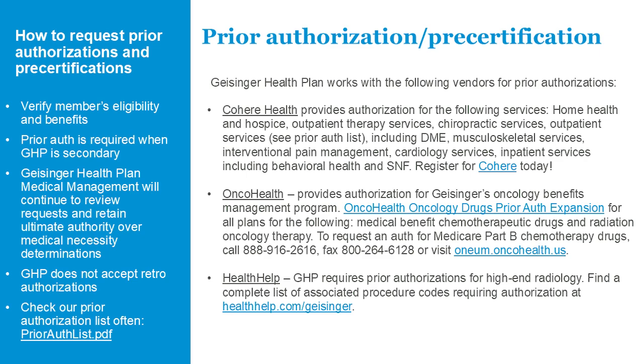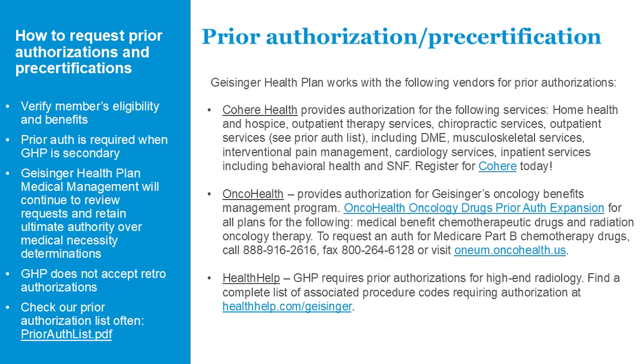As a reminder, prior authorizations, pre-certifications, are the provider's responsibility. Always make sure to verify if a service does or does not require a prior authorization, as the plan does not accept retro authorizations. Check the prior auth list, inclusive of codes requiring authorization at healthhelp.com/Geisinger. This slide also shows the list of vendors that Geisinger Health Plan uses for prior authorization and pre-certifications. Cohere provides a streamlined and collaborative online authorization experience, evidence-based care suggestions, faster approval, and instant authorization in some cases.